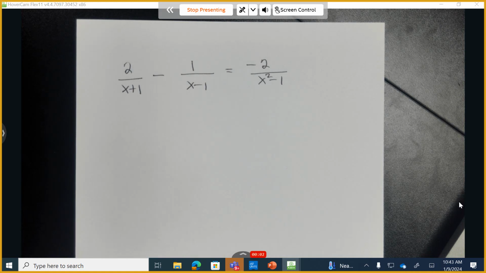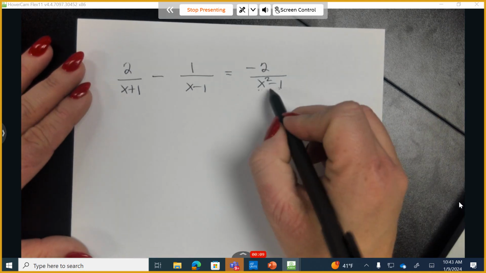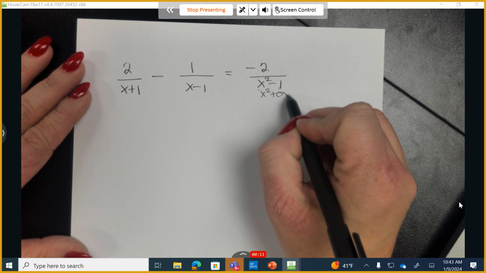This is day 2 of solving rational equations. And so the very first thing I'm going to do is recognize that this can be factored. So this is the same as x squared plus 0x minus 1.